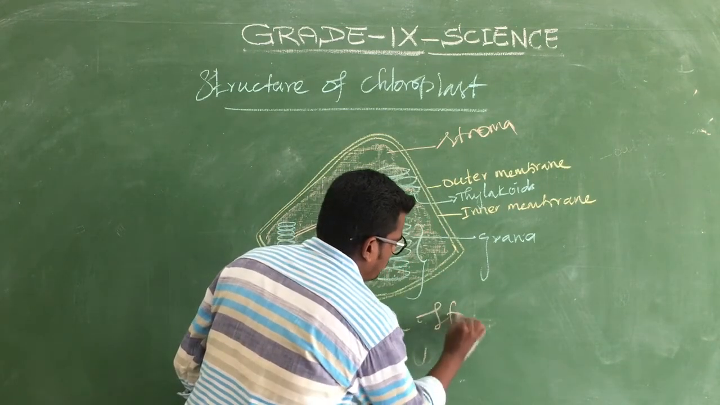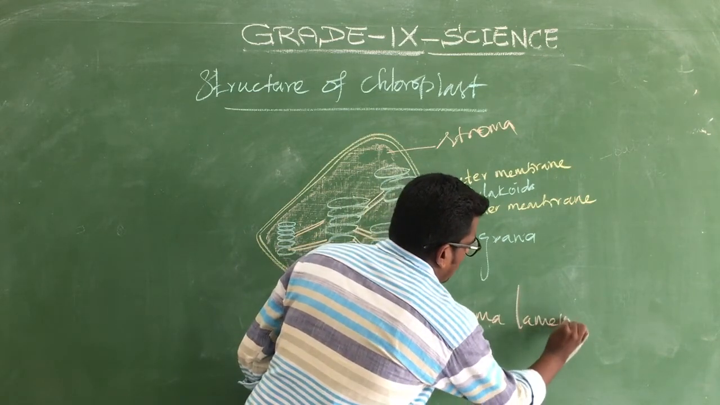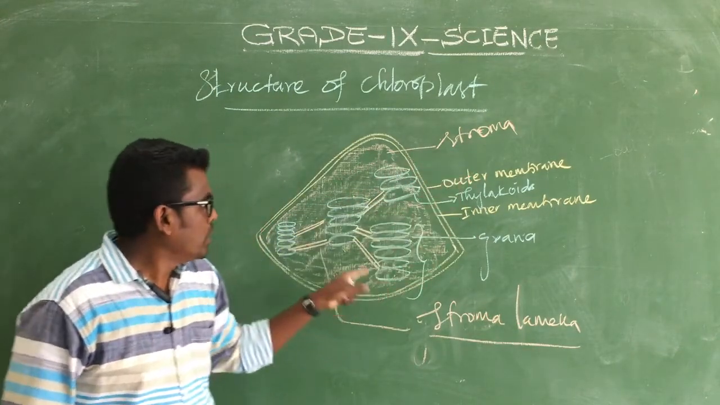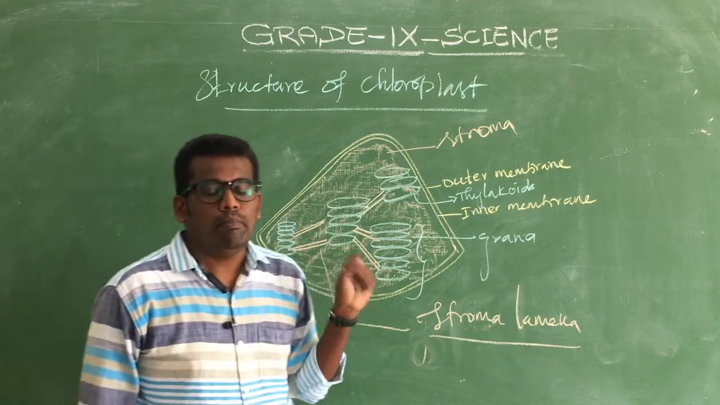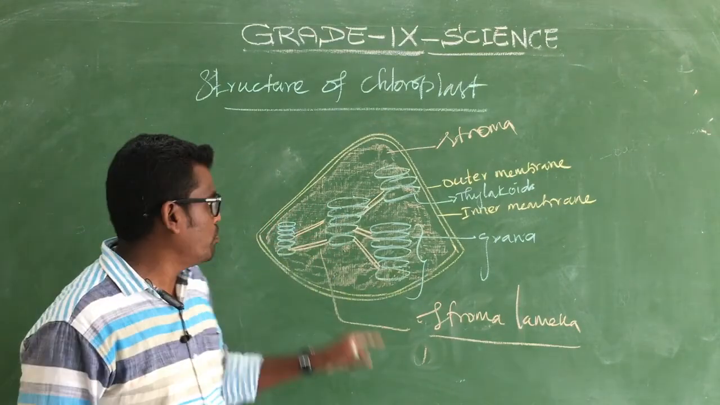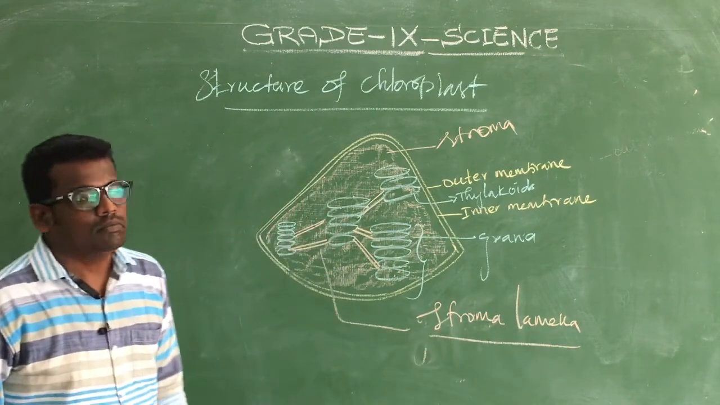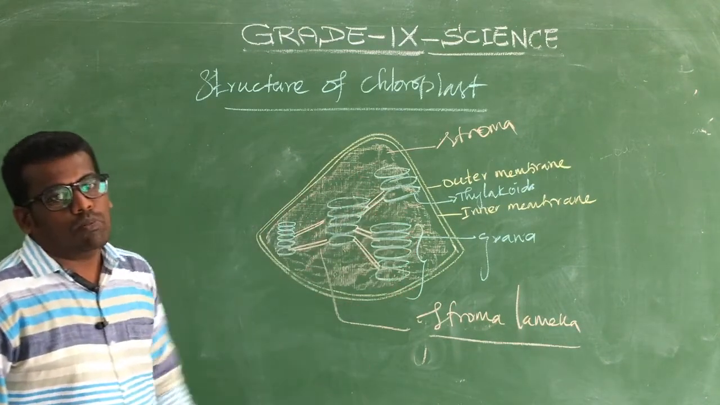The fluid substance is called stroma. These thylakoids are connected with a membranous, tube-like structure called the stroma lamella. This is the structure of the chloroplast.